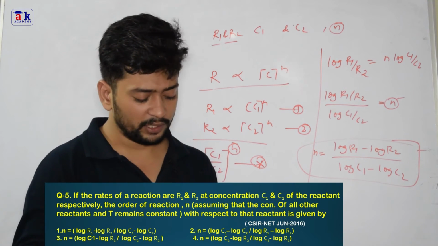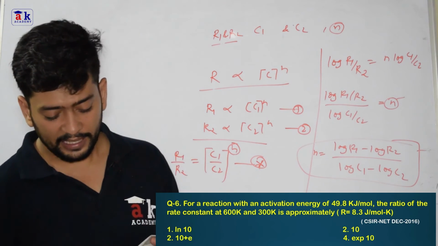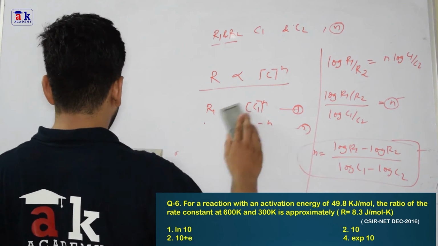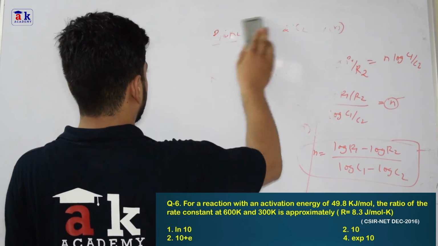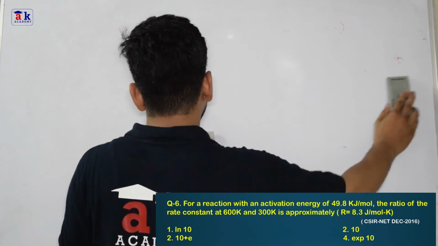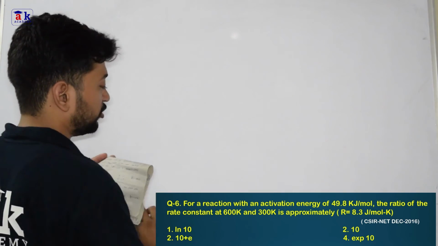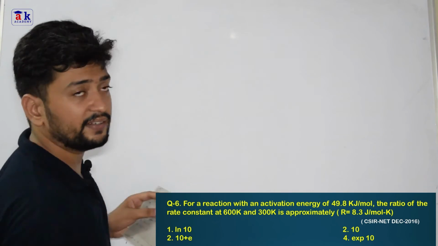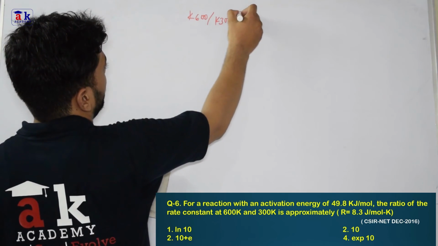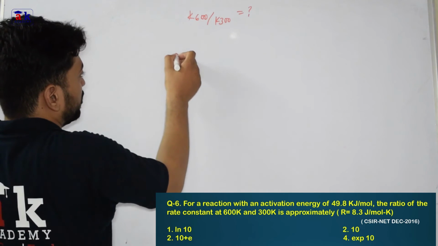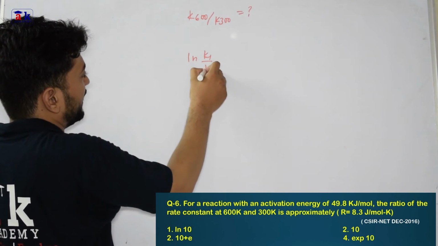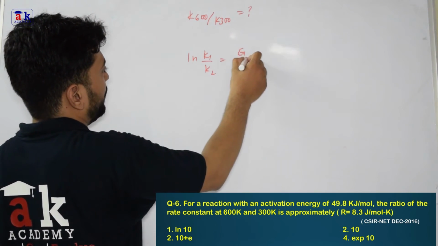Now let's see the next one: for a reaction with an activation energy of 49.8 kilojoule per mole, the ratio of rate constants at 600 Kelvin and 300 Kelvin is approximately. So they are asking for the ratio of the rate constants at 600 Kelvin and 300 Kelvin. So we have to find K600 divided by K300. Now let's see how you can solve it. What we know is the formula ln K1 by K2 is equal to Ea upon R.